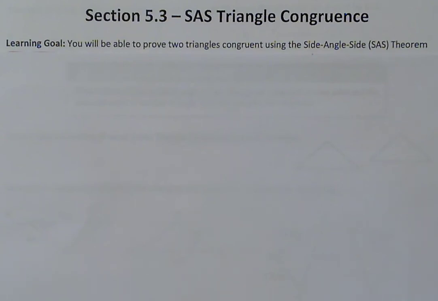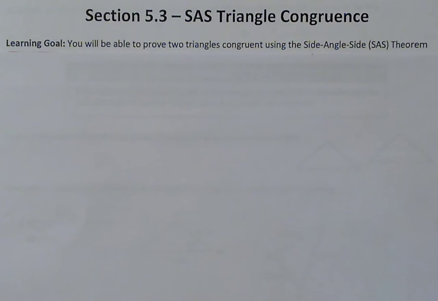For today's lesson, we're going to be taking a look at section 5.3, which is going to deal with side, angle, side, triangle congruence. So yesterday we talked about angle, side, angle, where you had to have two angles and the included side. Today we're going to talk about side, angle, side to prove triangles congruent. So this is the second of our triangle congruent shortcuts in proving triangles congruent.